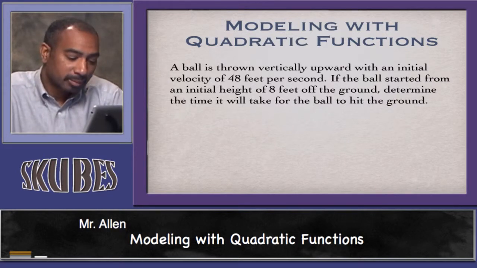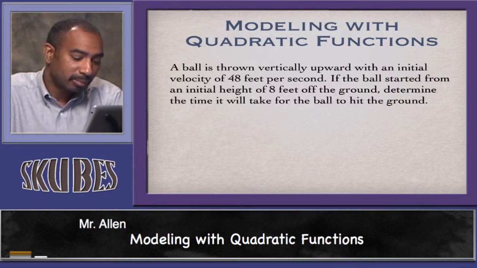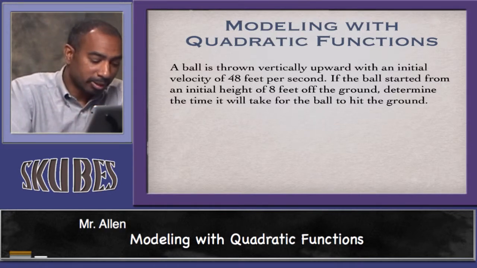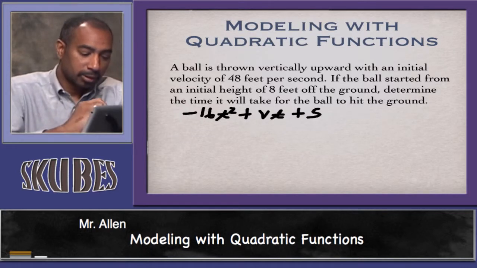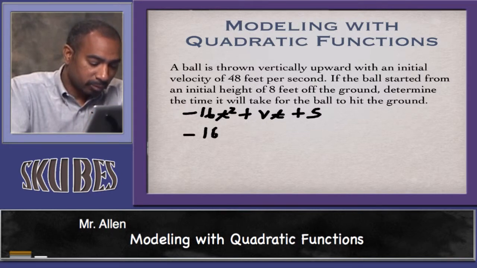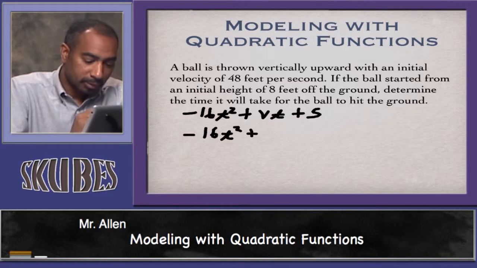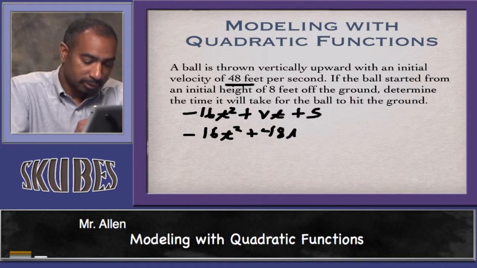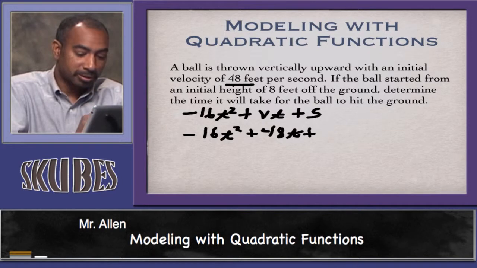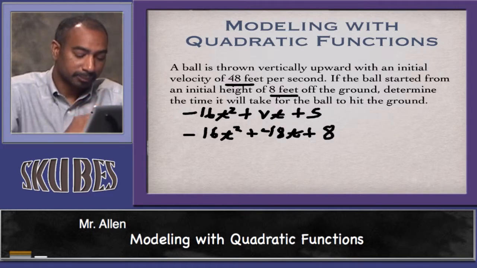A ball is thrown vertically upward with an initial velocity of 48 feet per second. If the ball started from an initial height of 8 feet off the ground, determine the time it will take for the ball to hit the ground. Again, we're going to use this formula. This represents the gravity. The initial velocity is 48 feet per second, so I put 48 t. But now it tells me that it didn't start from the ground. It started from an initial height of 8 feet when the ball was thrown up. So I put 8 here.